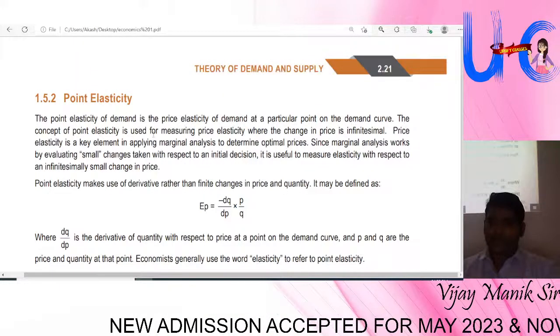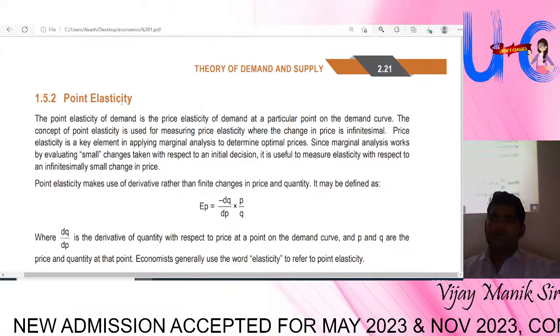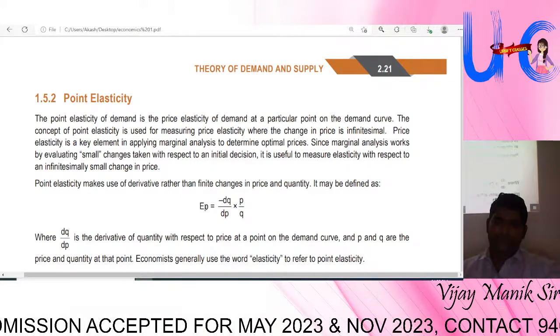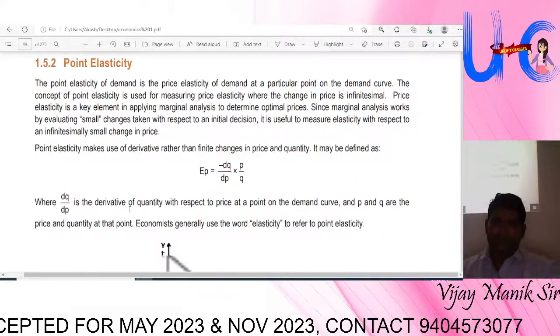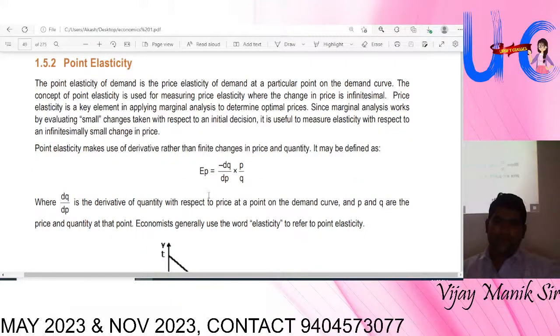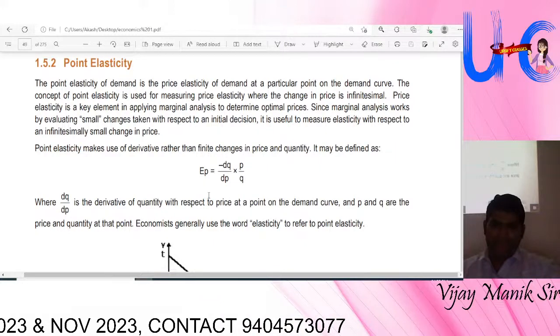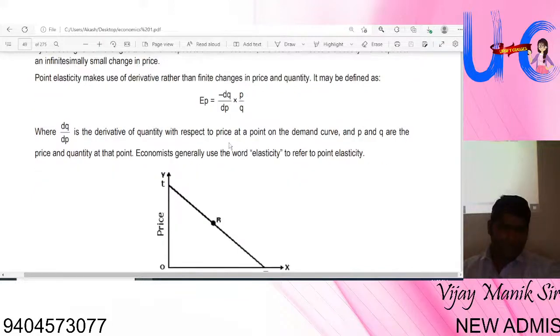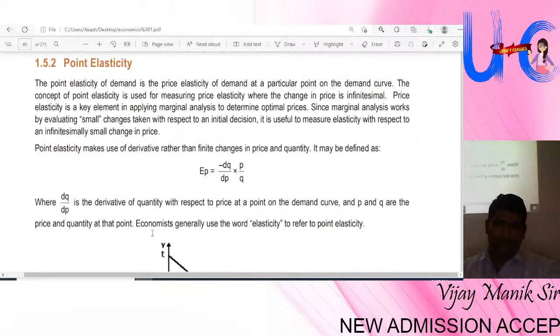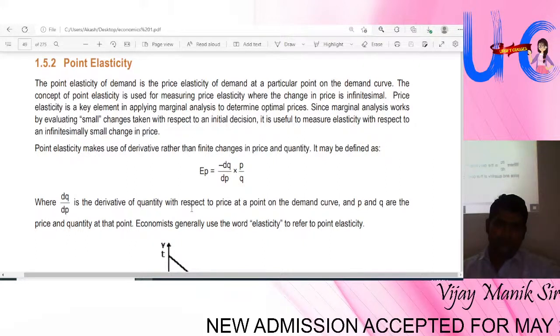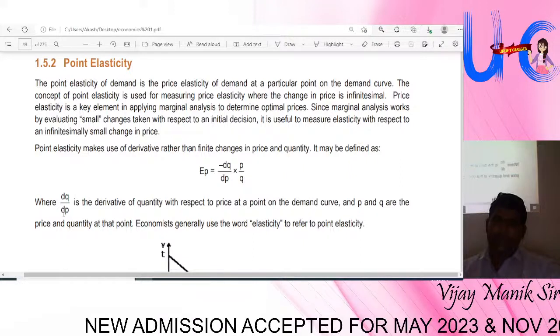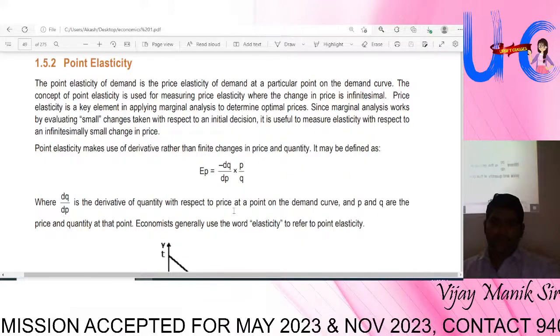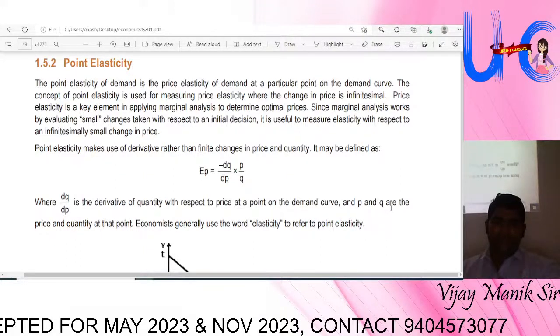एक बार point elasticity इक्वेशन ये देखो दिया है यहाँ पे. AP equals minus dq upon dp into p upon q. इक्वेशन दिया है, उसका इलिस्ट्रेशन भी दिया होगा. Where dq upon dp is the derivative of quantity with respect to price at a point on the demand curve, and p and q are the price and quantity at the point.